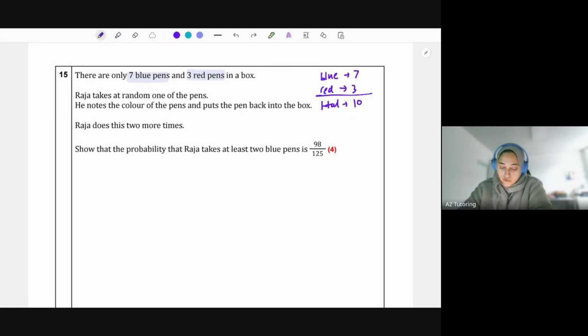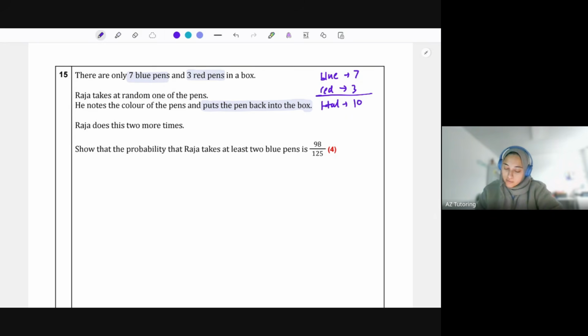Raja takes at random one of the pens. He notes the color of the pen and then he puts the pen back in the box. Now the relevance of putting the pen back in the box means that the probability after will not change. It will remain the same. Raja does this 2 more times. So he's done it the first time and then another time and then another time. So that's 3 times altogether.